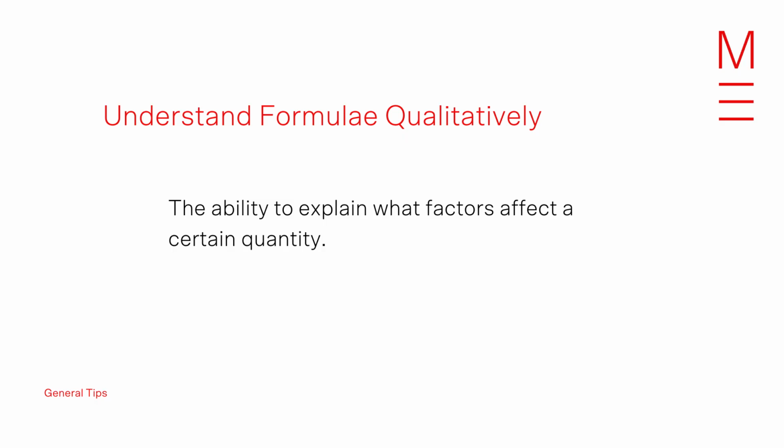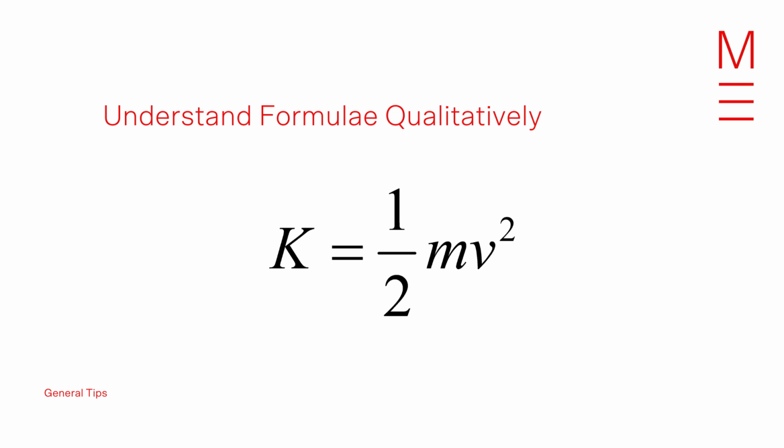Firstly, you should be able to understand each physics formula qualitatively, as well as being able to use it quantitatively. Here, I'm referring to your ability to explain to someone what factors affect a certain quantity. For example, if I asked you what factors affected the kinetic energy of an object, you would ideally remember that the object's mass and velocity are both important. If pressed, you could probably say that the velocity is more important because kinetic energy scales with velocity squared.